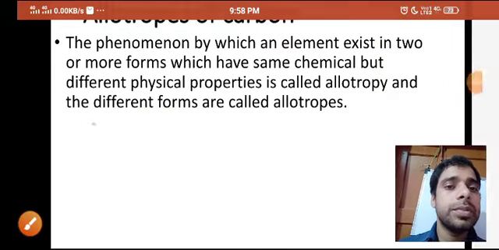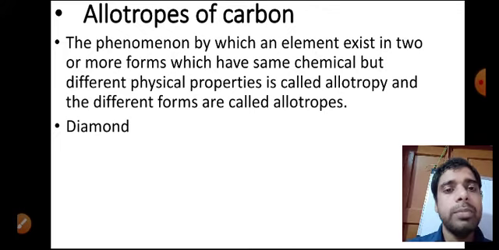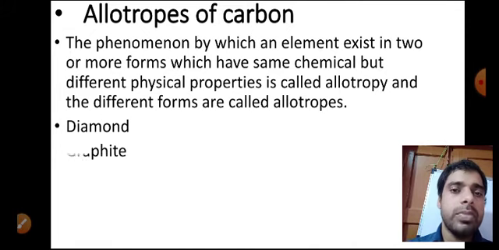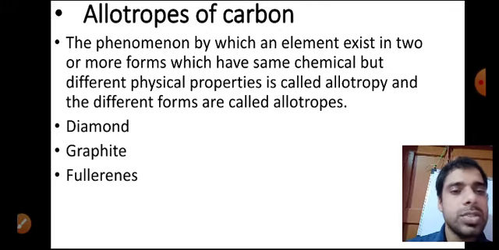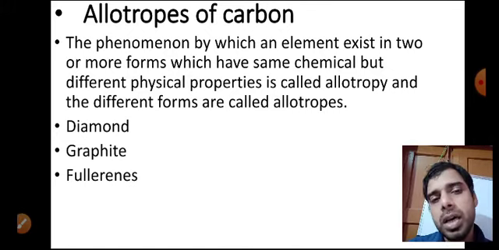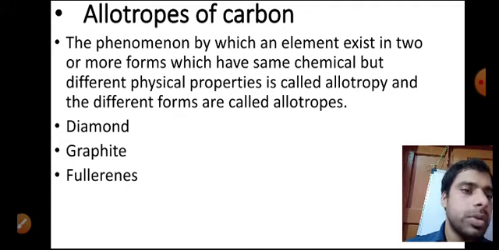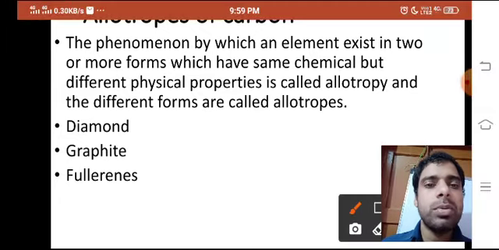The first one, you can see here, is diamond. Diamond will have a different structure, then after that graphite, then Buckminster fullerenes. It is written as fullerenes in short, and it can be called fullerenes, but its full name is Buckminster fullerenes. Now I am giving you some idea about each one.